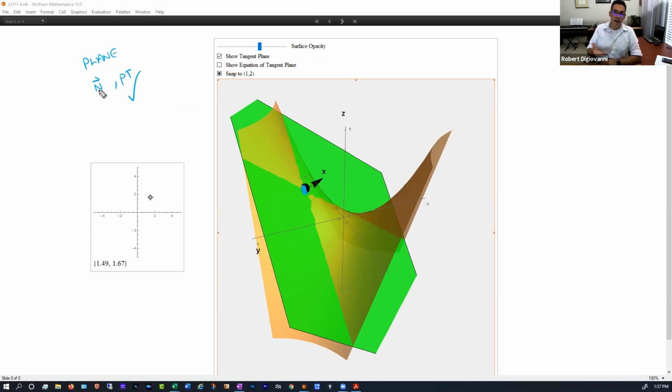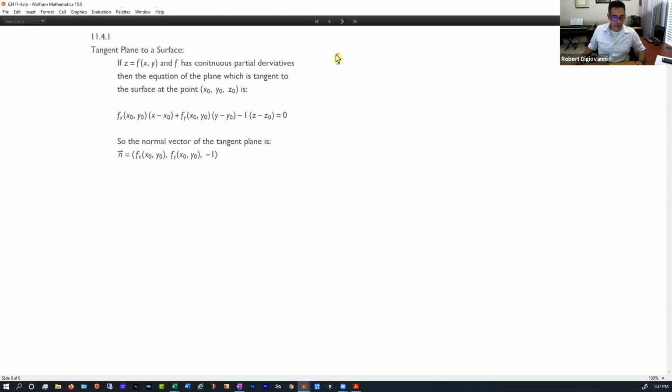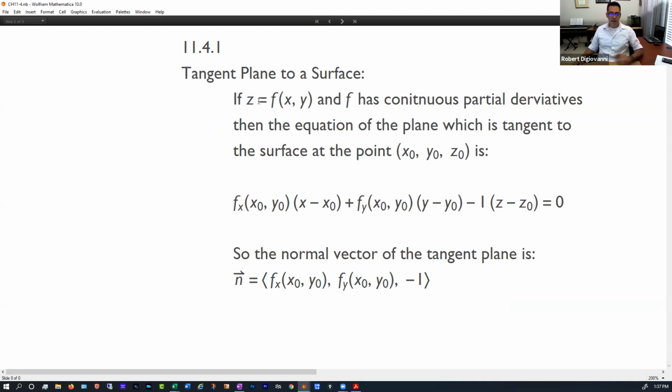Somehow we should be able to get this normal vector. We just figured out that the partials give us some sort of direction, right? In one direction, it gives us a tangent line, and in another direction it gives us another tangent line. Somehow we can use those two slopes to define the plane. All right, so that's the general idea in pictures. Let's get to the actual formula here. So this says, if z is some function of x and y, so you've got some surface, and f has continuous partial derivatives. I misspelled that there.